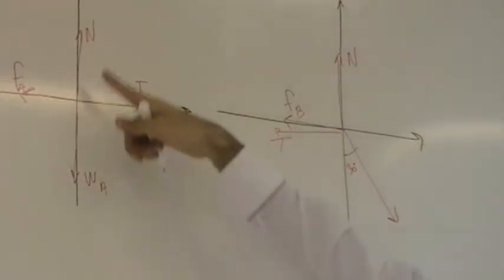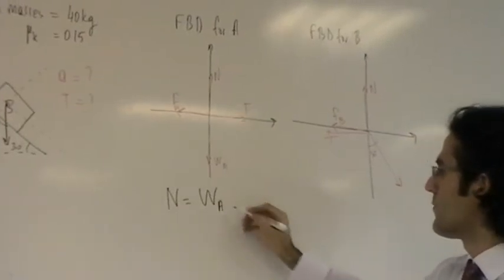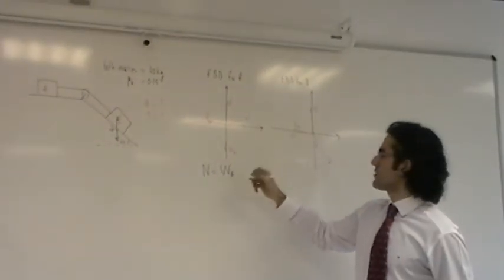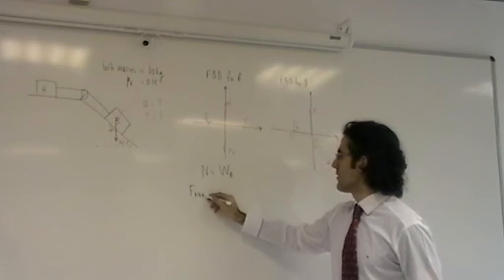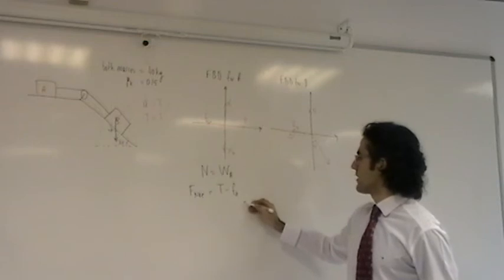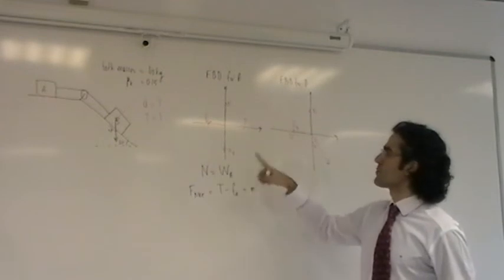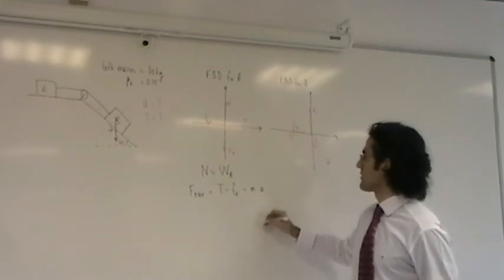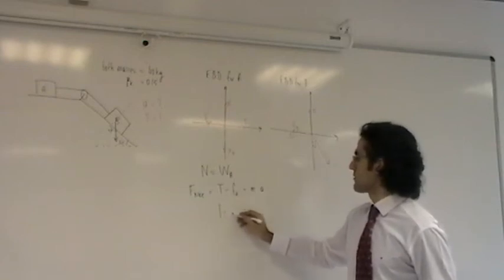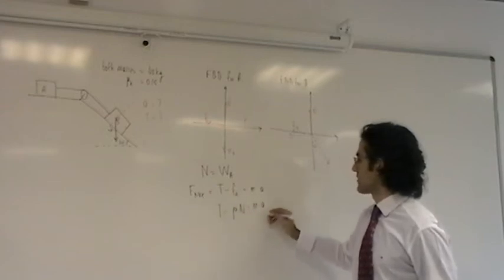For A, there is an equilibrium in the y direction, therefore normal force will be equal to weight of A, that is Newton's first law. In the x direction, there is an acceleration, so therefore there is a net force which is equal to tension minus force of friction acting on A, which will be equal to mass of A, which I'm going to keep as m because both of them have the same mass, multiplied by acceleration. I don't know tension, so I will leave tension as it is. Tension minus force of friction, which is mu times N, is equal to mass times acceleration.